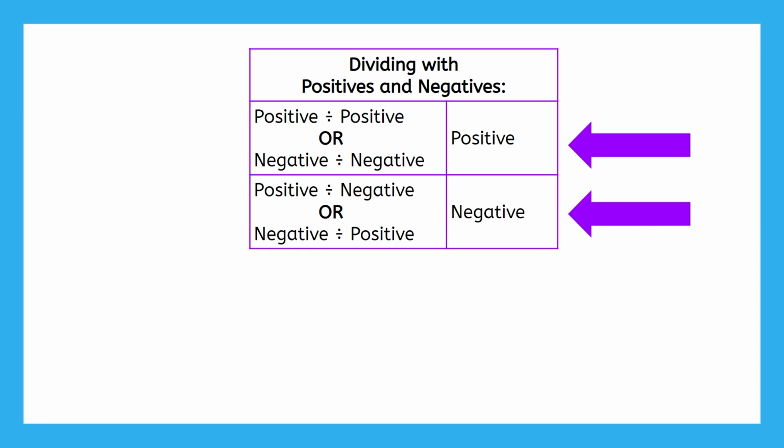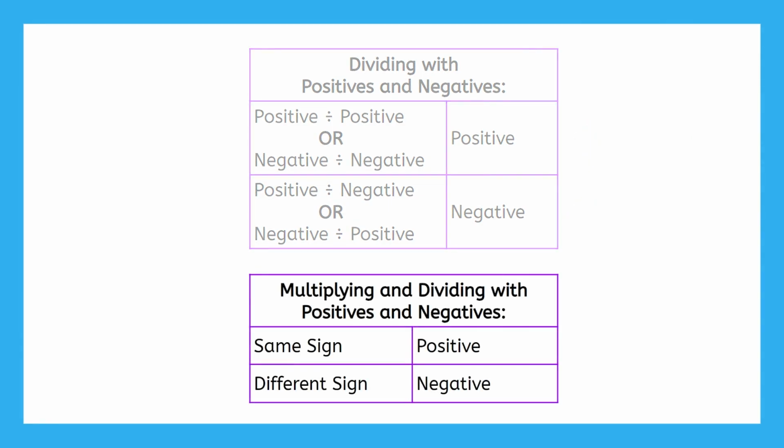But guess what? We can make this even simpler. When you are multiplying or dividing, if the 2 numbers have the same sign, then the result will be positive. If the signs are different, then the result will be negative.